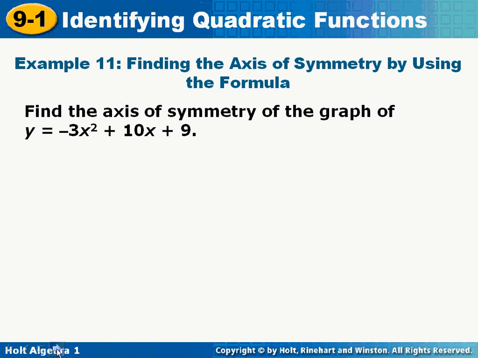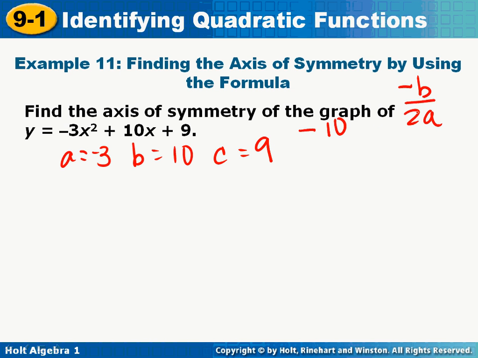Okay, number 11, we have to find the axis of symmetry by using the formula. I'm going to take A to be negative 3, B is 10, and C is 9. So I'm going to take the B value, which is 10, so I have to do negative 10 because the formula is negative B over 2A. So that's negative 10 divided by 2 times negative 3.